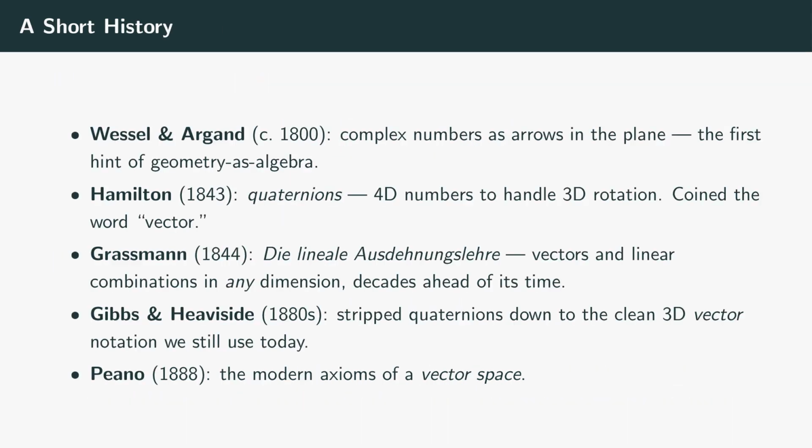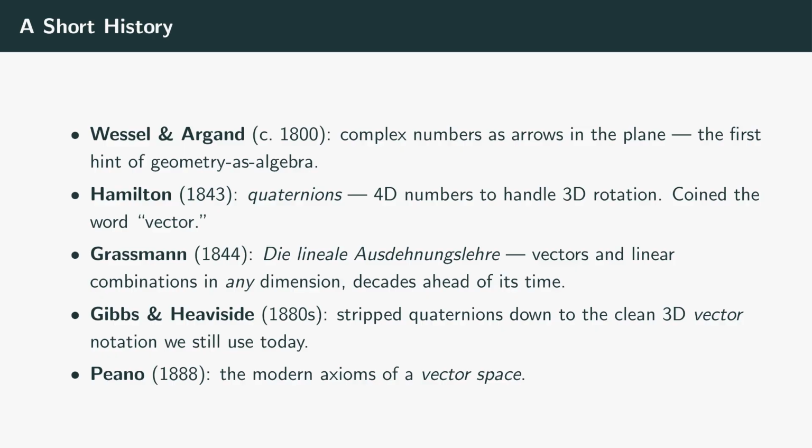Where did this idea come from? It's younger than you might think. Around 1800, Wessel and Argand pictured complex numbers as arrows in the plane, the first real hint that geometry and algebra could be the same thing. In 1843, William Rowan Hamilton invented quaternions, a 4-dimensional number system built to handle rotations in 3 dimensions, and it was Hamilton who coined the very word vector.